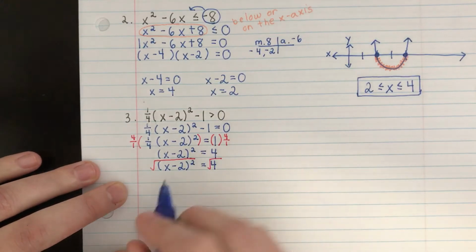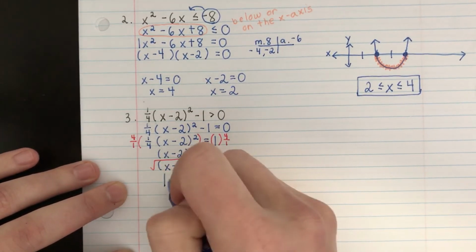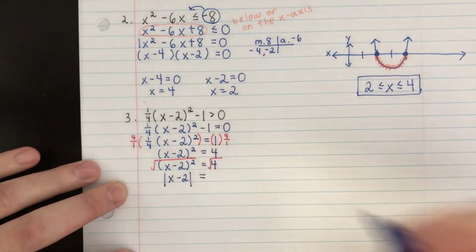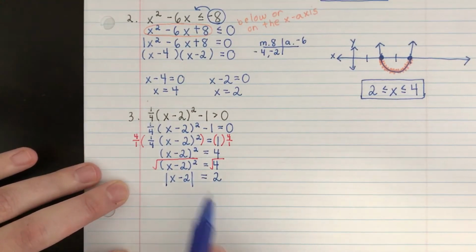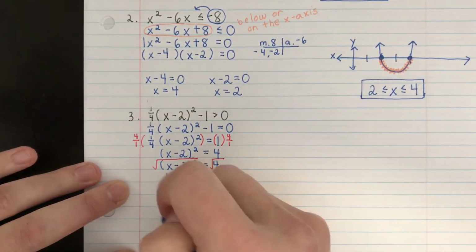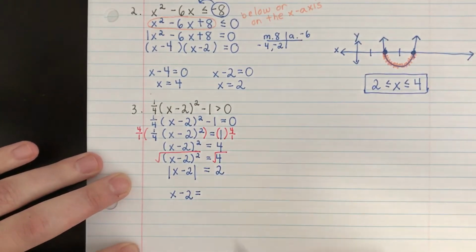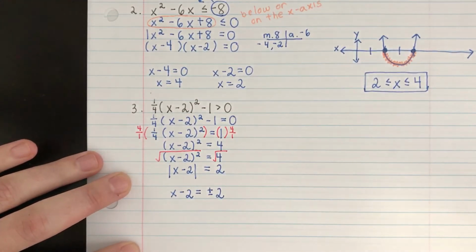And remember, what's the square root of the quantity x minus 2 squared? Oh, I hope you didn't forget. Absolute value x minus 2 equals 2. The square root of 4 is 2. How do you get rid of the absolute value? Well, you split it up into 2 problems. Or in other words, you make one problem plus and one problem minus.